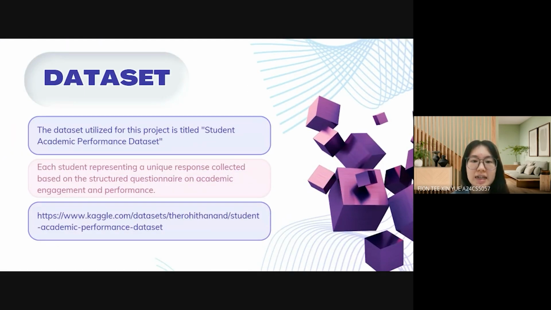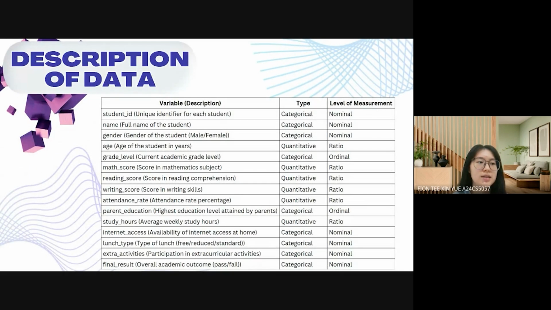The dataset utilized for this project is titled Student Academic Performance Dataset. Each student presents a unique response collected based on a structured questionnaire on academic engagement and performance. The following is the link we got our dataset from. The population represented by this data is secondary and post-secondary education students. From this population, the dataset provides a sample size of 1,000 students.